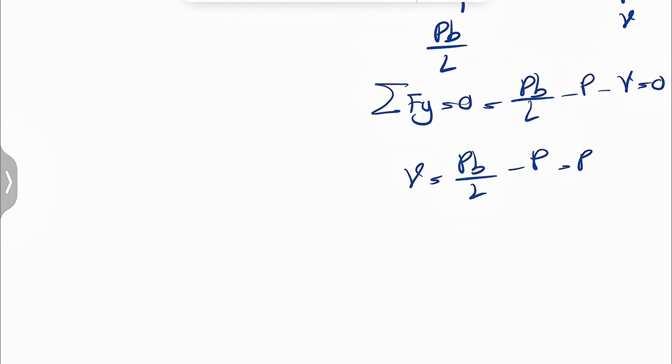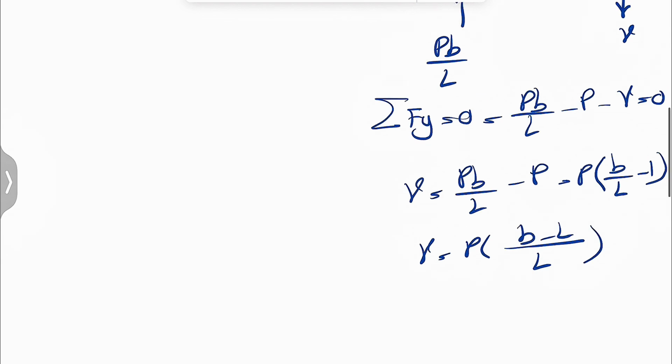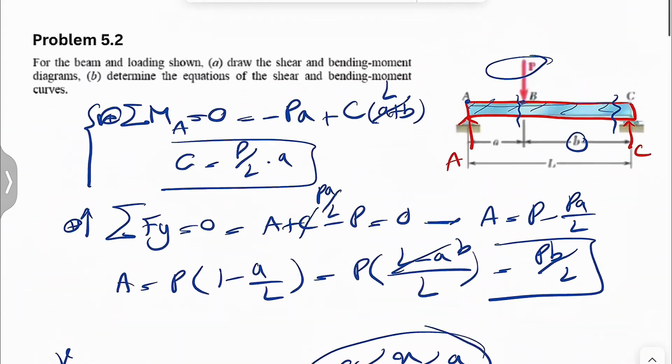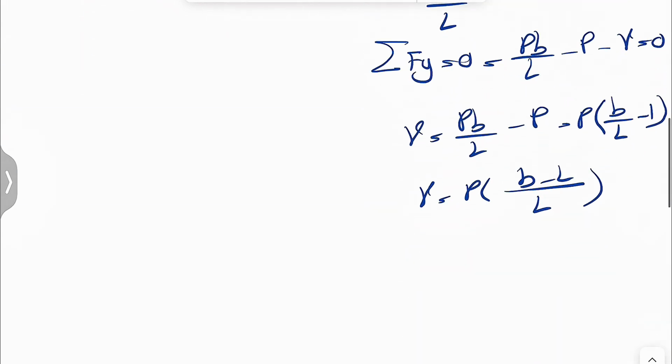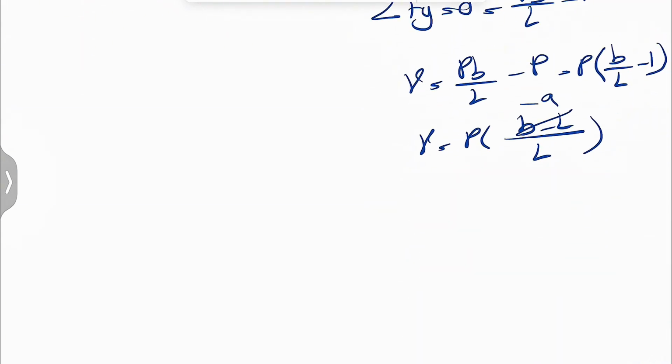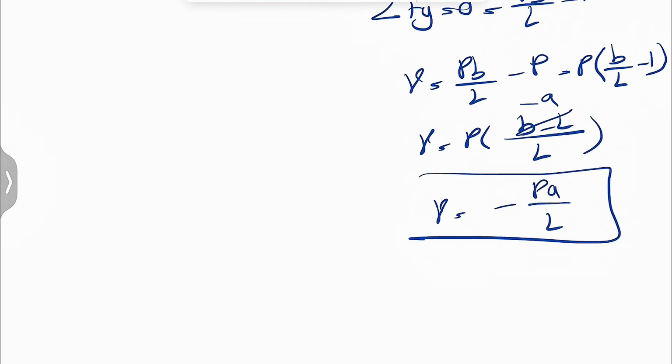We can factor P in here, which is going to be B over L minus 1, and if we just do the common denominator for what we have in the parentheses, we're going to have B minus L. So B minus L is going to be negative A, so we can see it here, L minus B is equal to A. And if we multiply this by negative, this is going to give us negative A, so our V is going to be negative PA over L. That's going to be our equation for shear from A to L.